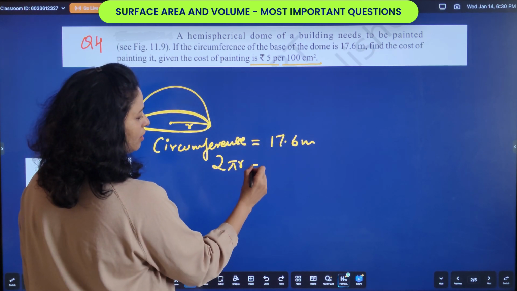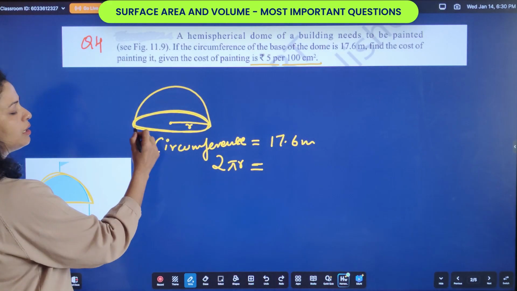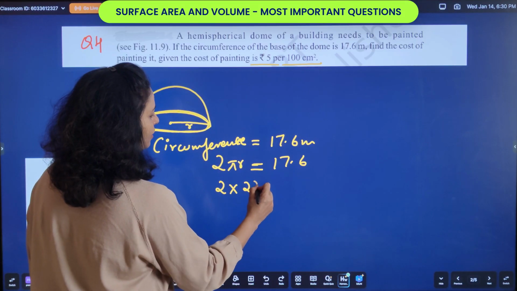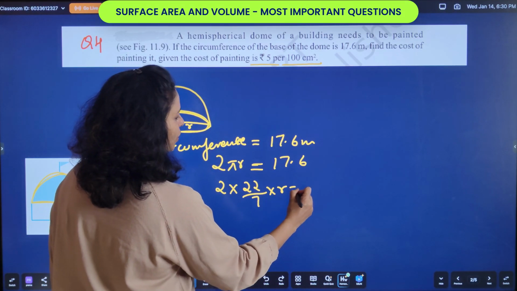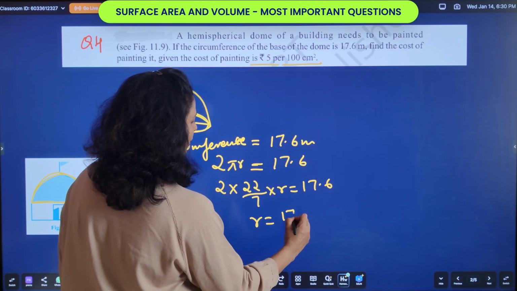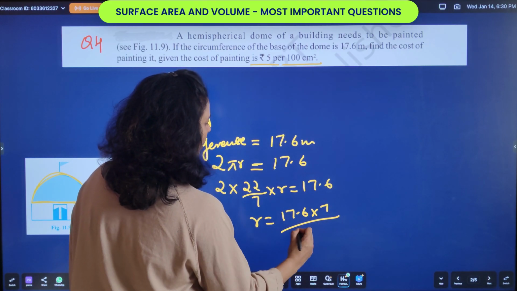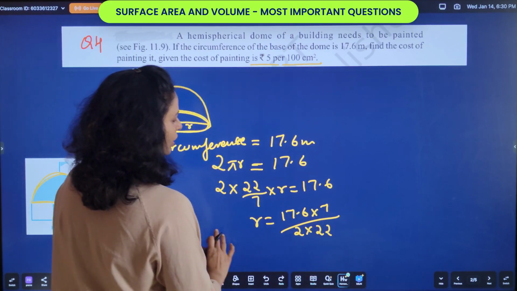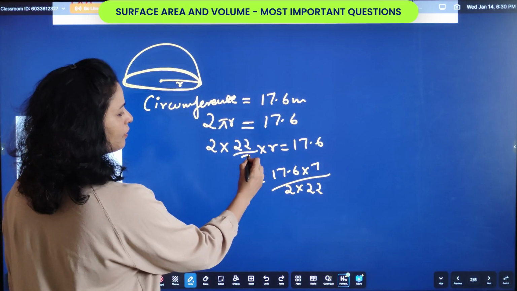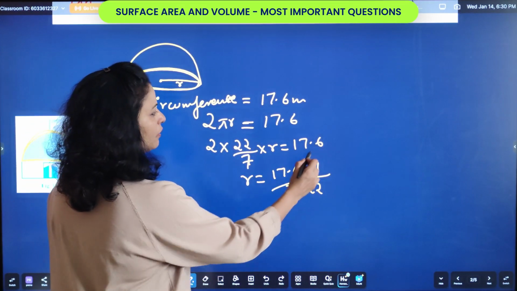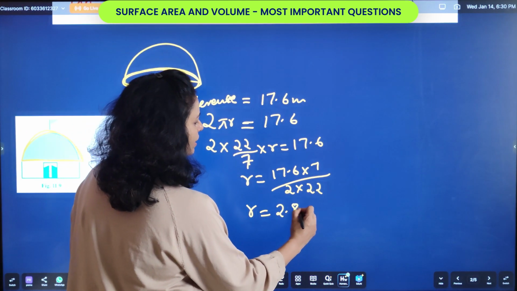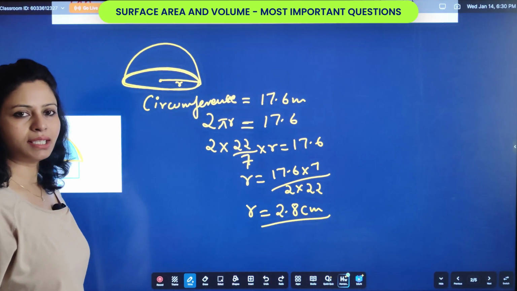Circumference is 2 pi r, circumference of the circle, because it's a circle here. So 17.6, we can find radius from this. So r will be 17.6 into 7 by 2 into 22. What was there in the numerator will go in the denominator, and the 7 that was in the denominator will get multiplied with the numerator here. If you solve it, you will get radius as 2.8 centimeters.